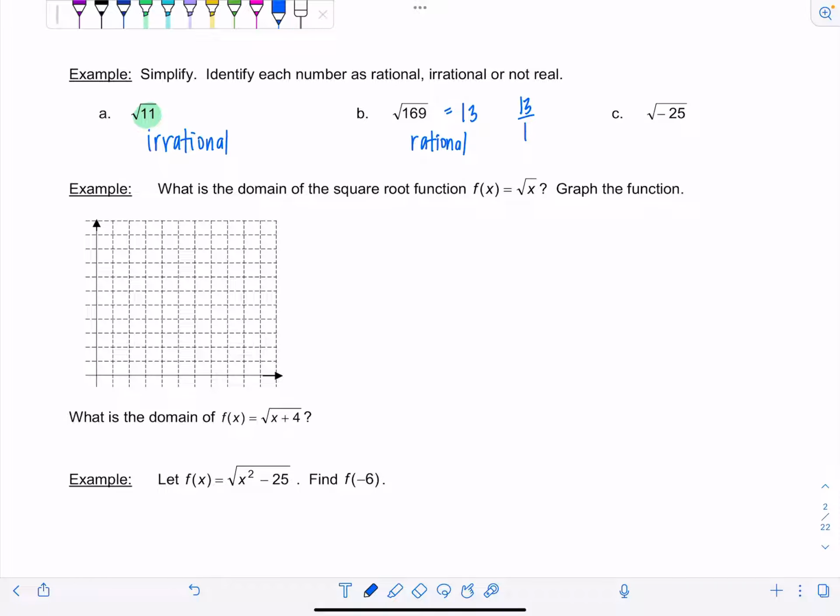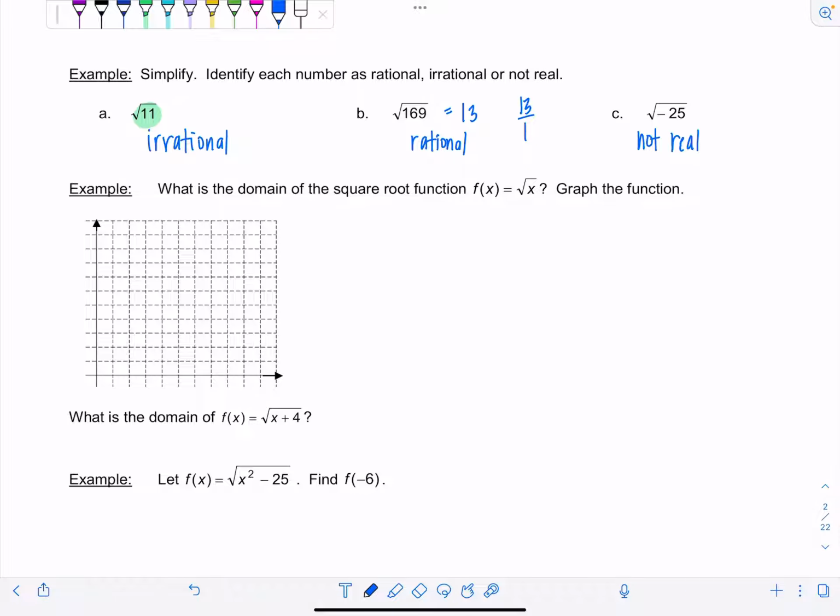Last one, square root of negative 25. If you have a negative underneath the radical, if your radicand is negative, look at me using vocab, then this is not real. And you don't say rational or irrational anymore, okay? Real numbers are the only ones that can be rational or irrational. If it's not real, you don't use that classification on them, okay?